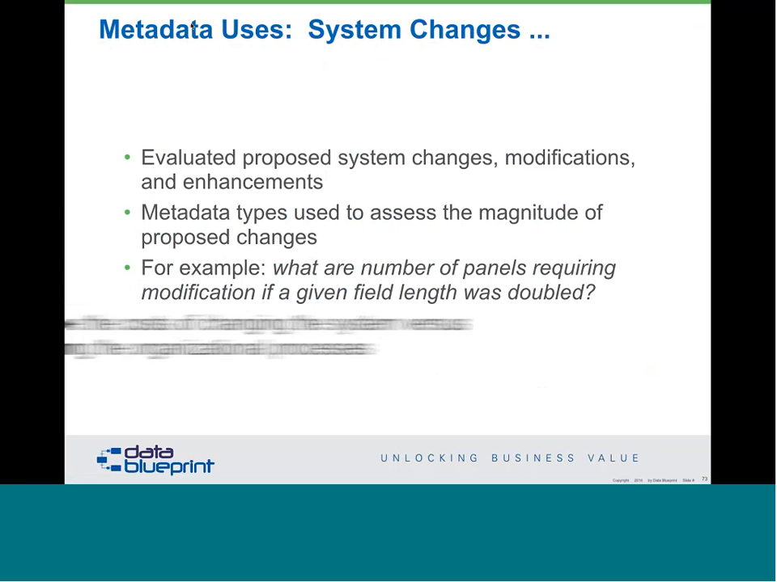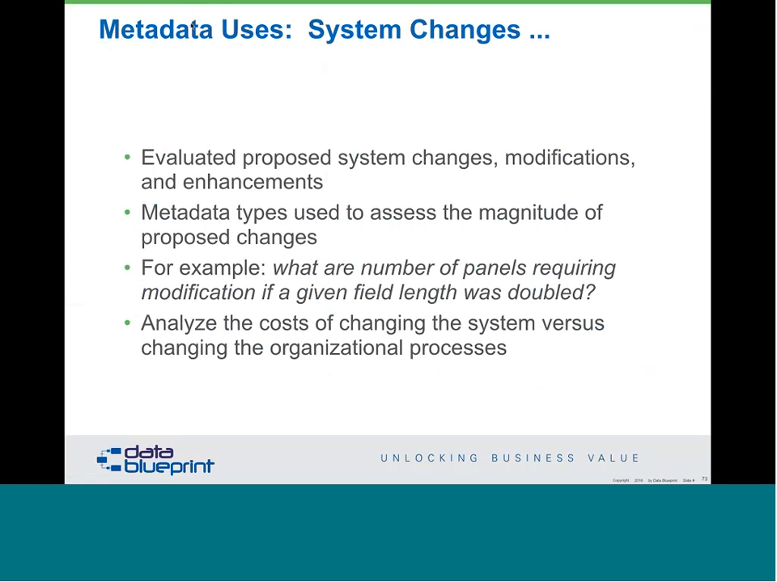happy. Similarly, we had some modifications, of course, that we were making to the system. And as we did this, we were able to go through and say, I could either change the business practice, or I could change the software, or I could do a little bit of both. What should I do? Well, the only way you can answer that is if you know how many. So how many panels would be required if a given field was doubled? And we were able to go through and give the auditors, as well as the people planning the project, very concrete information that said the cost of this change is approximately X, Y, and Z in order to do that.